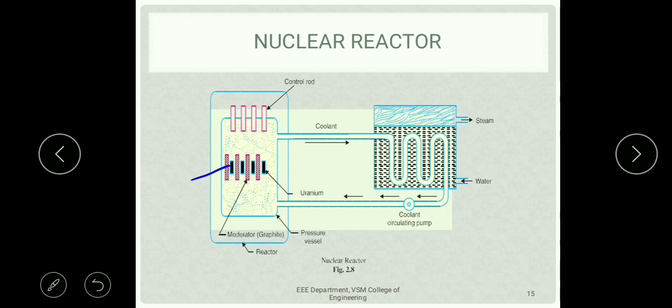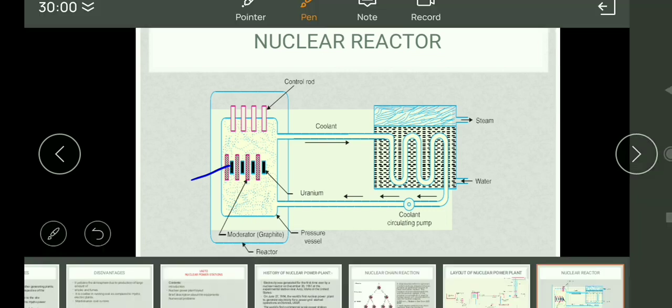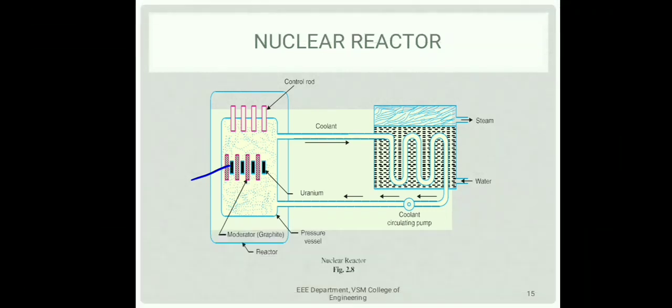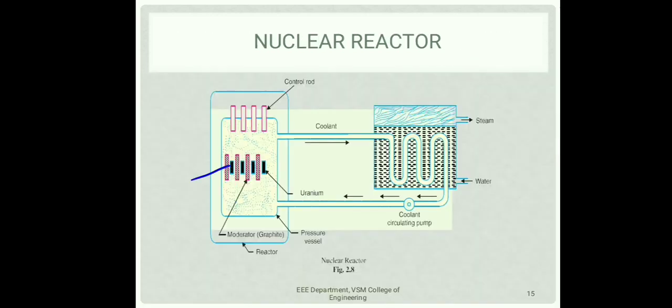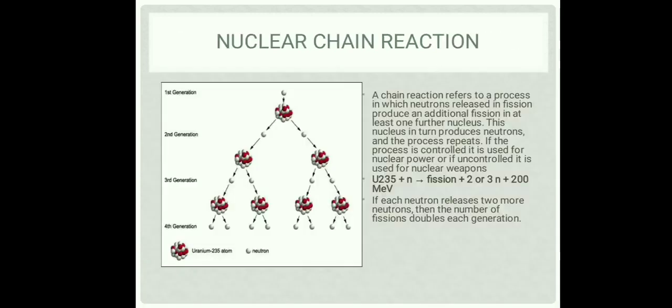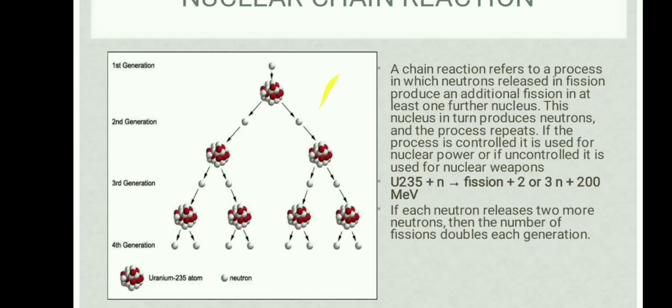Okay, next one is here. After the reaction, a further 3 neutrons are released. These 3 neutrons again go into the nuclear reaction. I have already explained this in class. This is the chain reaction.